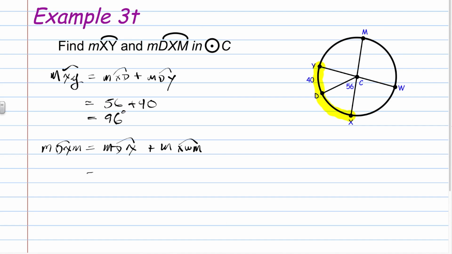When we substitute in what we know, the measure of arc DX is 56 degrees because that's the measure of its corresponding central angle, plus the measure of arc XWM, 180 degrees because it's a semicircle. When we add those two together, 6 plus 0 is 6, 5 plus 8 is 13, I carry the 1, and then 1 plus 1 is 2. So the measure of arc DXM is 236 degrees.